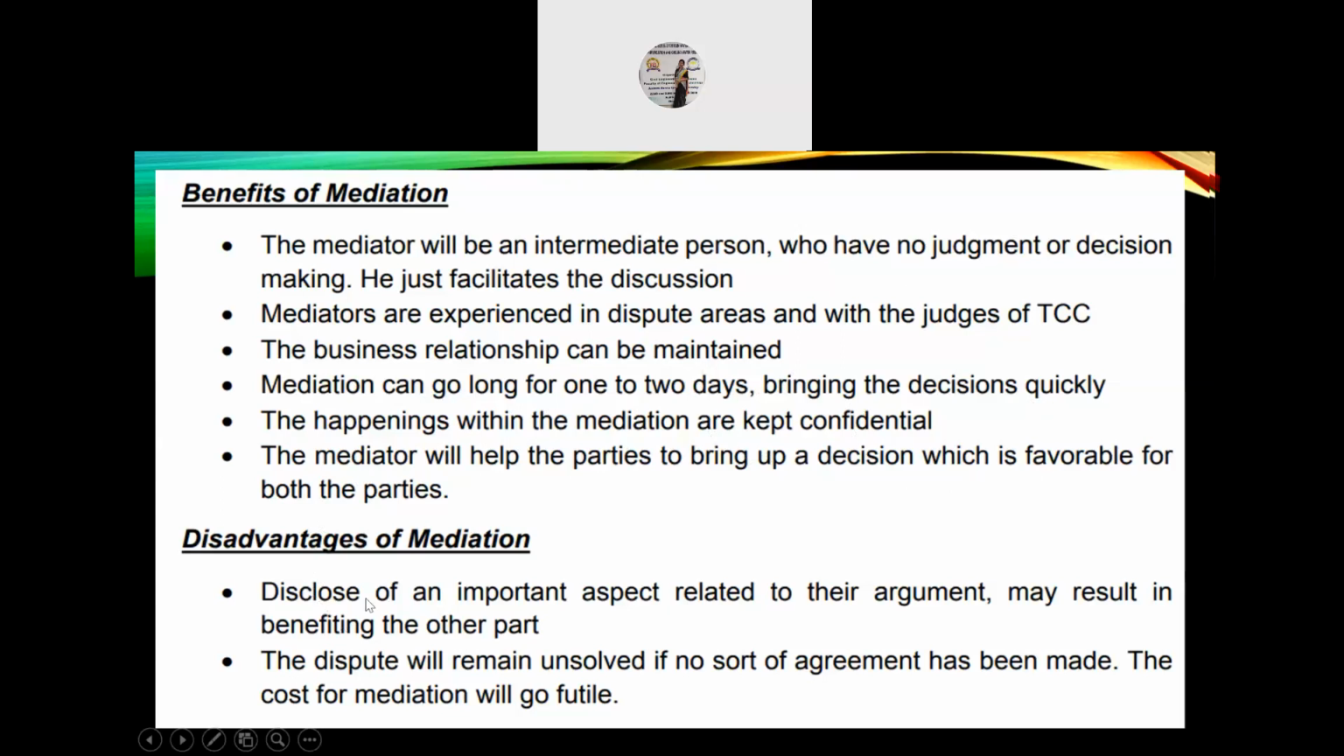The disadvantages are that disclosing an important aspect related to the argument may result in benefiting the other party. The dispute will remain unsolved if no sort of agreement has been made, so the case for mediation will go futile.